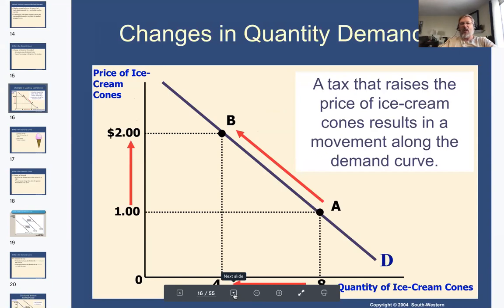We're changing the price from $1 to $2, and you see we move from point A to point B, and the quantity demanded changes from 8 to 4. So that's what we mean by a movement along the demand curve. Nothing's happened to demand, it's exactly the same, but the price of the product is different, so the quantity that the consumers want to purchase changes.